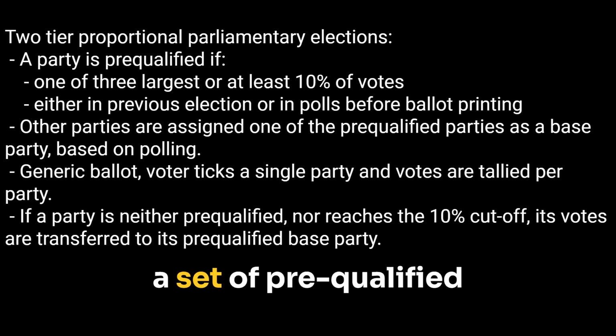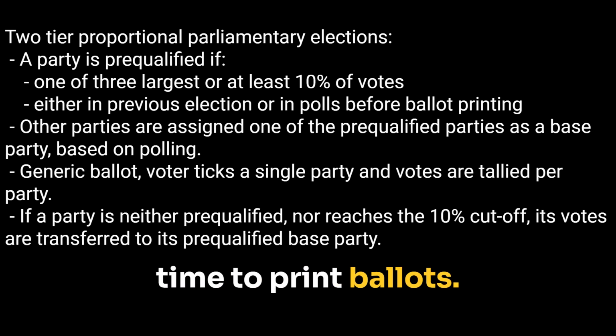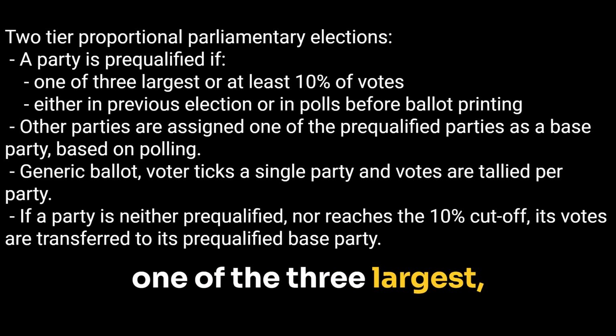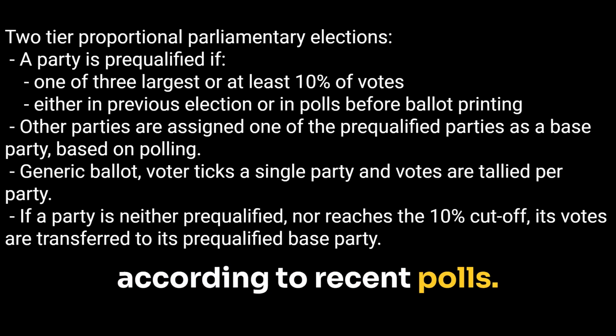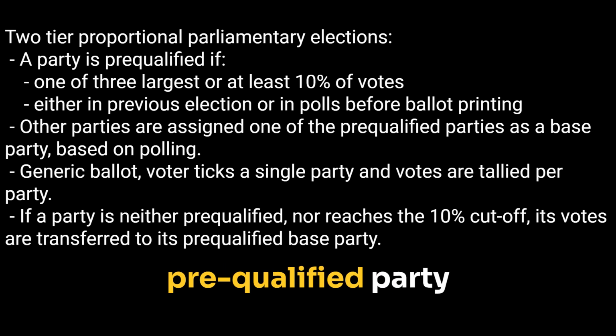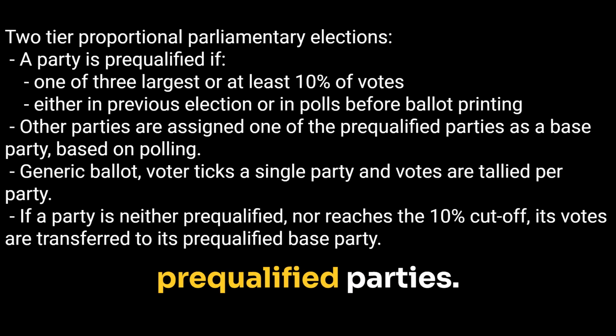My suggestion is to have a set of pre-qualified large parties that are decided when it's time to print ballots. Such parties are those that were one of the three largest or got at least 10% of the votes, either in the last election or would, according to recent polls. Each minor party is assigned a pre-qualified party that their voters prefer, according to polling, or the party itself chooses one of the pre-qualified parties.